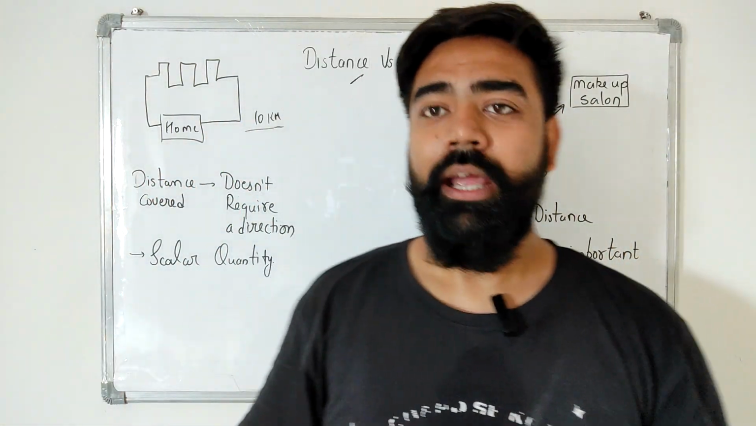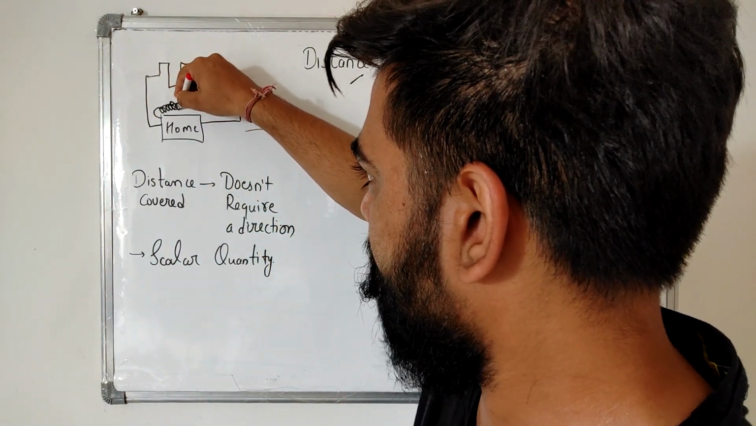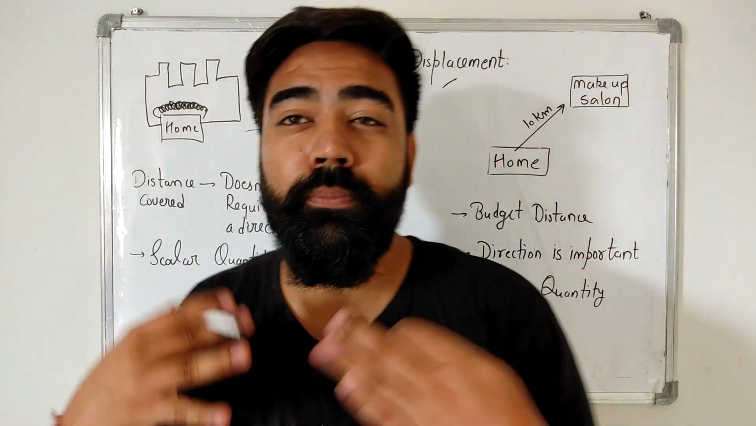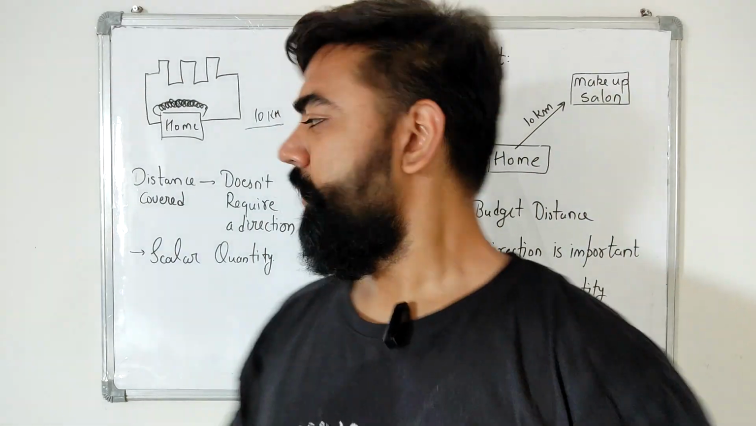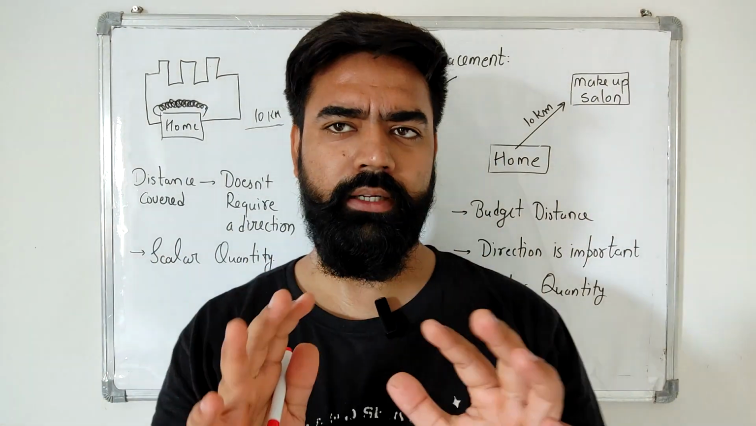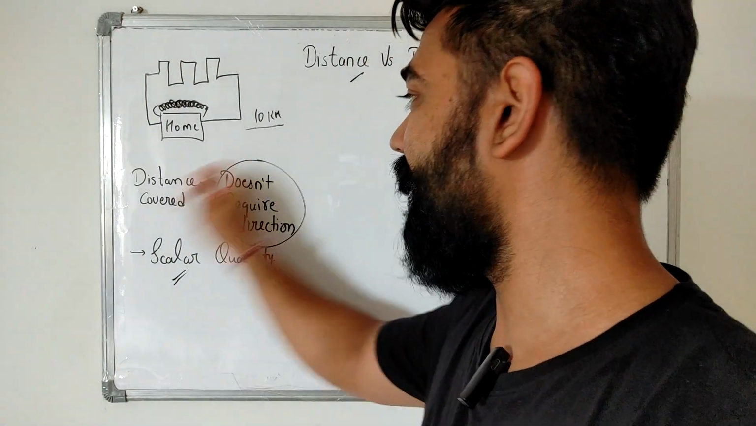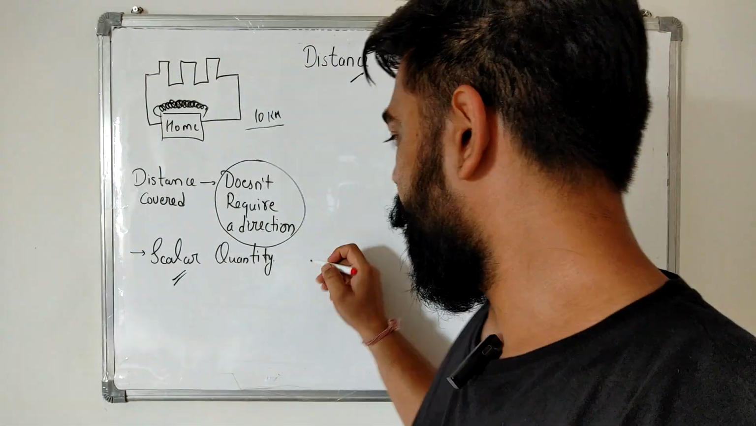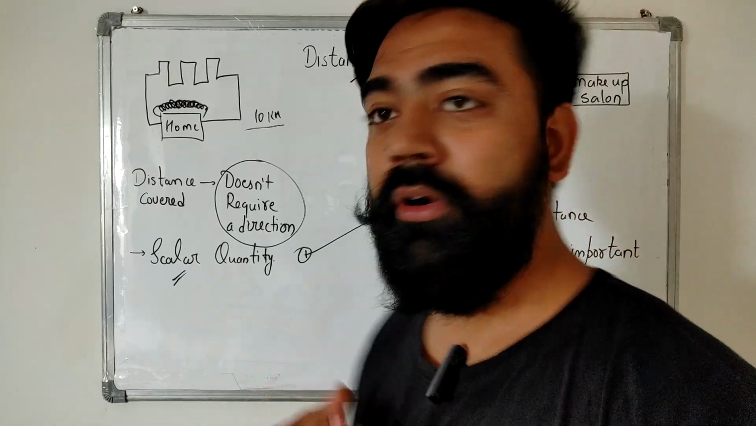It doesn't matter if she just gets out of her home and starts revolving there for 10 kilometers and gets back. There is no fixed path for her to follow to cover 10 kilometers, right? So basically distance can be understood as a scalar quantity because it does not require any particular direction to be followed. It's a scalar quantity in which we are covering, let's say, a number of steps.